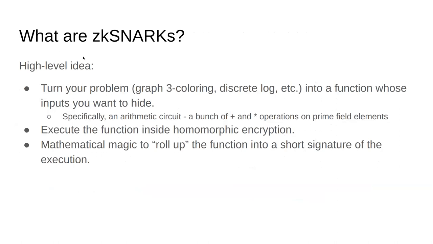So next up, a high-level idea: you turn your problem, like graph three-coloring or the discrete log problem, like the digital signature problem, into a function whose inputs you want to hide. Specifically, an arithmetic circuit, which is a circuit of a bunch of addition and multiplication operations on prime field elements. After we convert our problem, which is the statement, to a function, we can execute the function inside homomorphic encryption. We use homomorphic encryption to execute the function, and then, with mathematical magic, roll up the function into a short signature of the execution. So after executing the function, we get a very short proof to verify that we actually computed the function correctly.